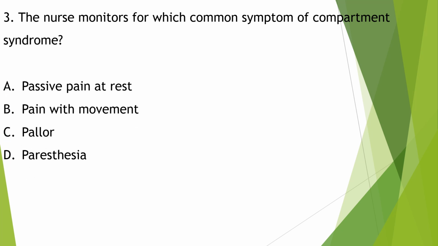Passive pain at rest, pain with movement, pallor, paresthesia. Passive pain at rest due to blood and fluid accumulation underneath the fascia which compress the nerves and blood vessels is specifically associated with compartment syndrome. Pain with movement is not uncommon with new fractures and is not a specific symptom of compartment syndrome. Pallor and paresthesia may occur with compartment syndrome but are late signs and are not strictly specific to compartment syndrome.